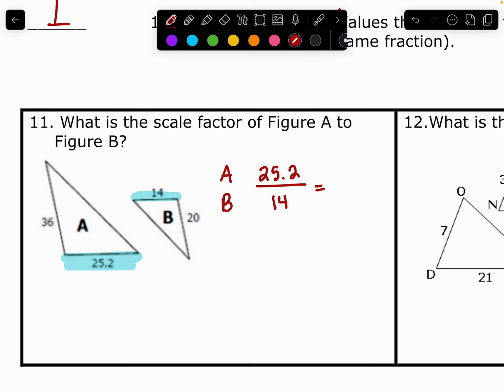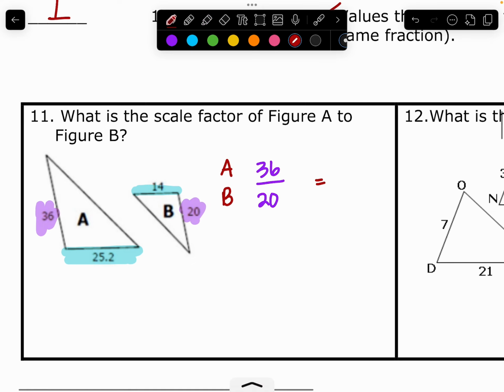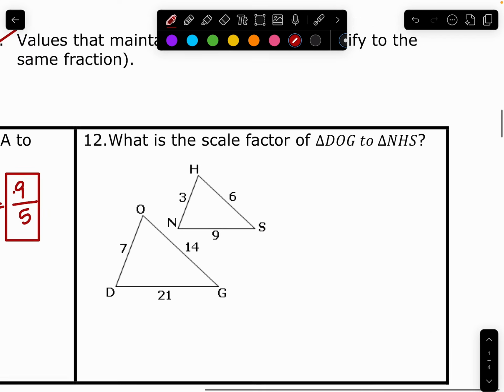Actually, I'll make it easier. You can do it that way, that'll be fine, but I'll just use the non-fraction numbers. I'll do the 36 and the 20. If I simplify that, 4 can go into 36 9 times, and it goes into 20 5 times. So there you go. Go ahead and try number 12.